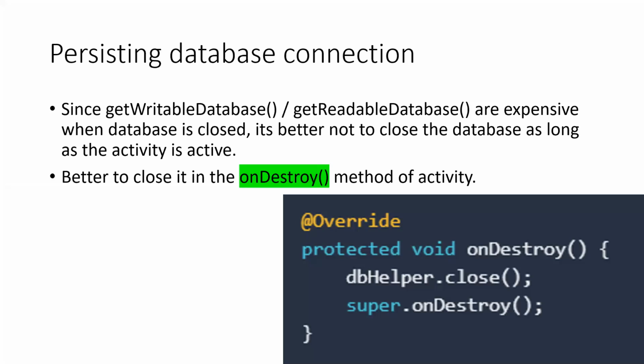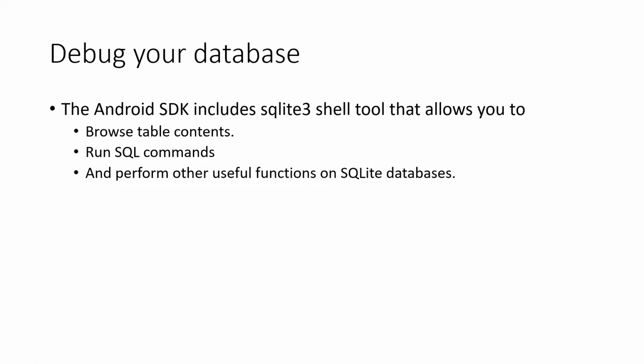Just to make sure that the database connection is closed only when the activity gets destroyed, write a piece of code in the onDestroy method. Here we have mentioned the code dbHelper.close, super.onDestroy, in the onDestroy of an activity. So it will make sure that as long as an activity is active, your database connection is persisted. That will avoid the complexity and the delay which happens when you make calls to get writable database and get readable database.